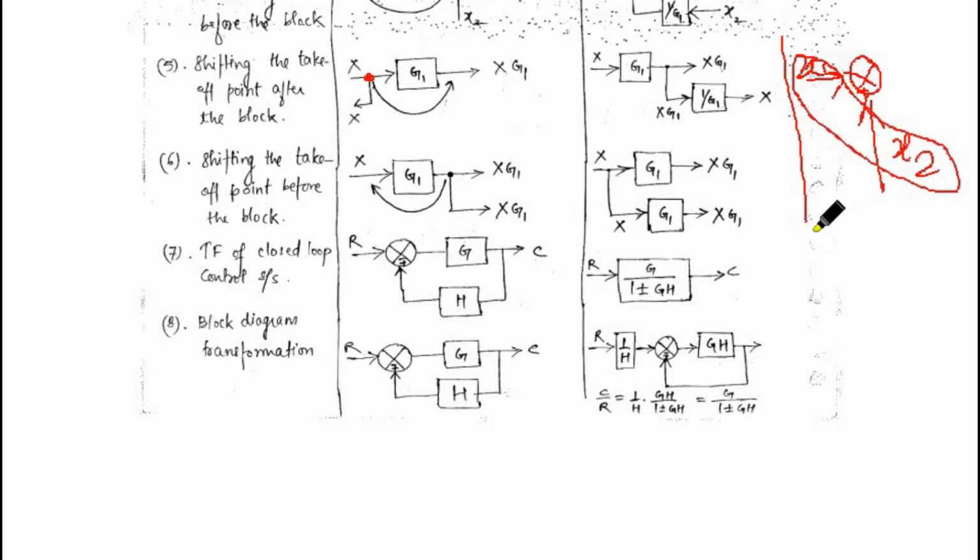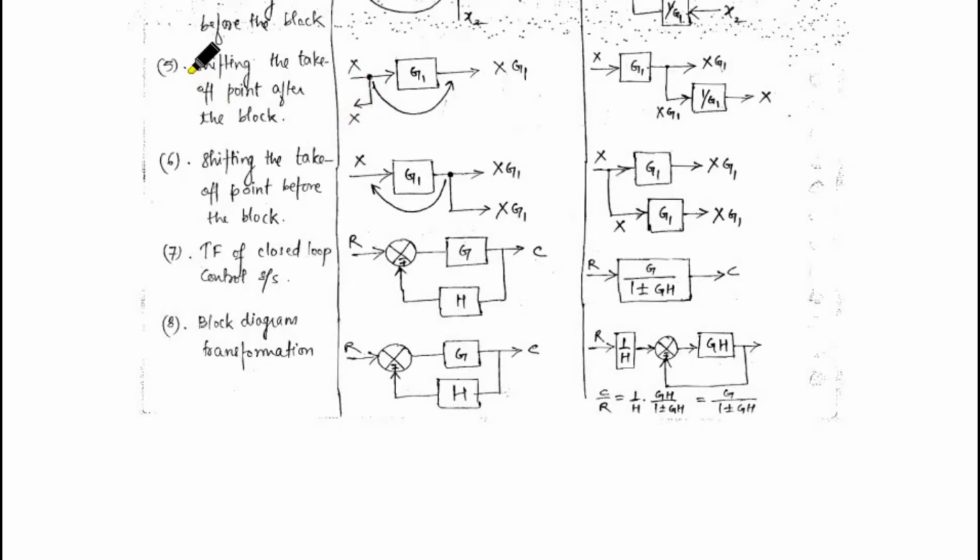But if I give an example for a takeoff point, in a takeoff point you are just measuring the signal from that point. This is nothing but a measurement. This represents the measurement takeoff point. So this difference you have to understand. Next rule, the fifth rule, shifting the takeoff point after a block diagram. Previously we saw shifting a summing point towards the right-hand side. Now we are shifting a takeoff point.